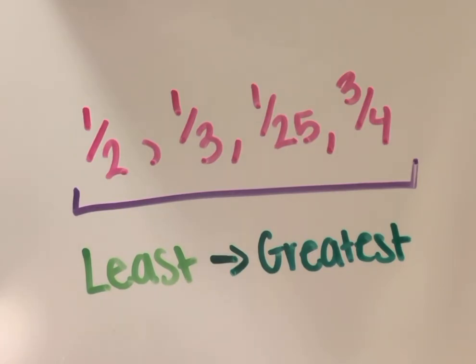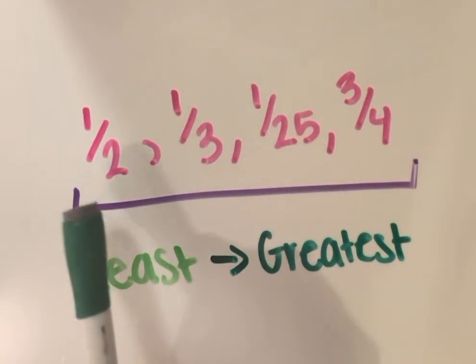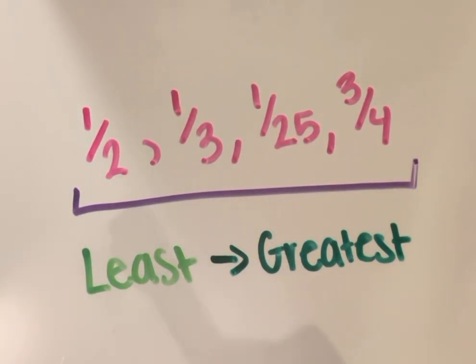Our first easy method is to convert each fraction into a decimal. We can do this by dividing the numerator, so the number on top, by our denominator, the number on the bottom. And it's perfectly okay to pull out a calculator and use that.